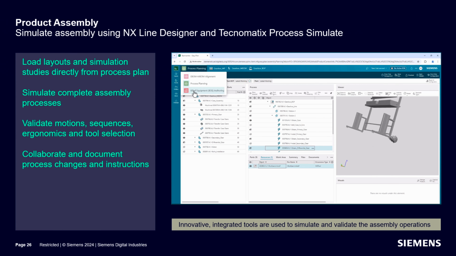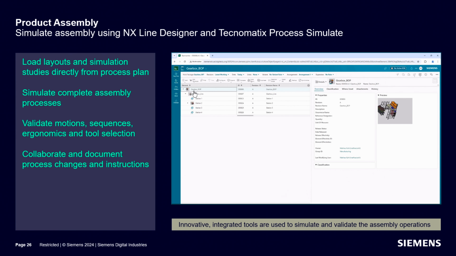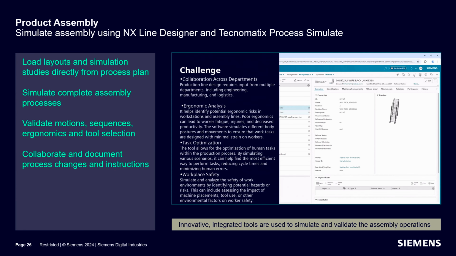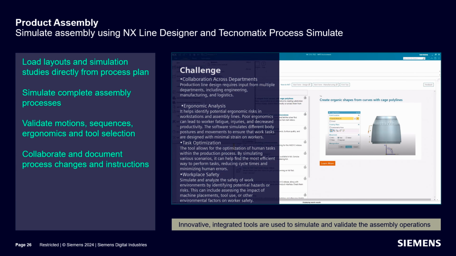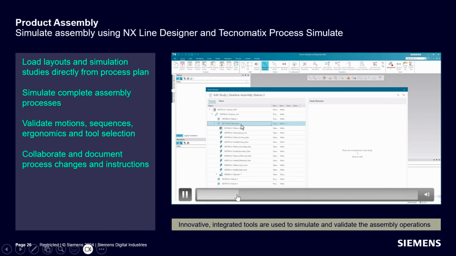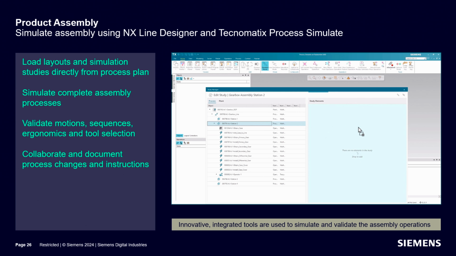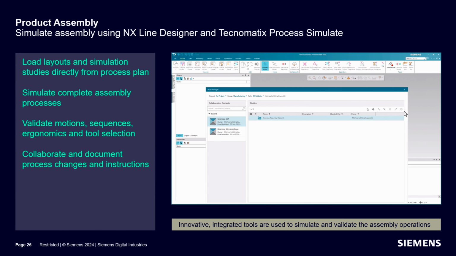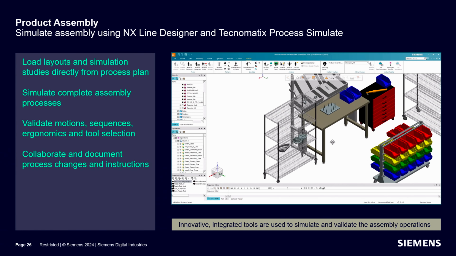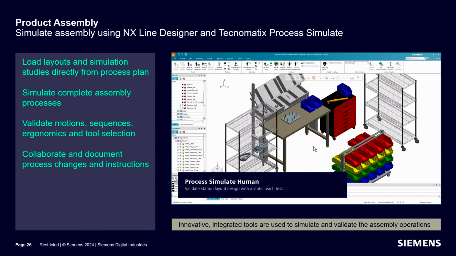We start by using Teamcenter Easy Plan to define the manufacturing bill of material and the bill of process required for product assembly. From there, we use NX Line Designer to plan and lay out our station for the assembly process. Next, from the process plan data that we authored in Teamcenter Easy Plan and laid out in NX Line Designer, we load that layout and the simulation study into Tecnomatix Process Simulate. And from there, we're able to identify potential issues and validate an entire assembly sequence, as well as do some dynamic and static testing for our assemblers.